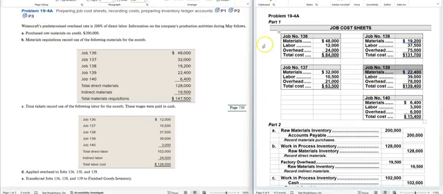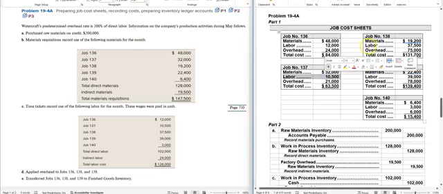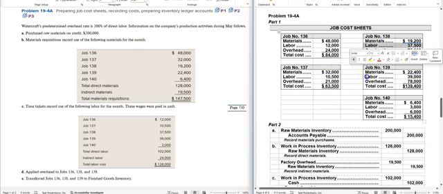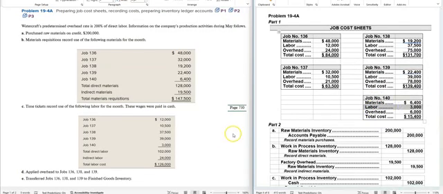Now, the next cost incurred to manufacture each of these jobs was labor. And I can see here that the time tickets have told us what direct labor costs were incurred to work on each of these jobs. So again, I'm going to bring these numbers over here onto my job cost sheets. So in the factory, as they were making and working on each of these jobs, the labor was recording their time spent on each of these jobs, right? So the job cost sheets are tracking each job's cost individually.